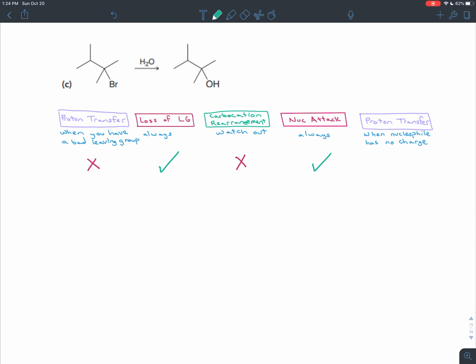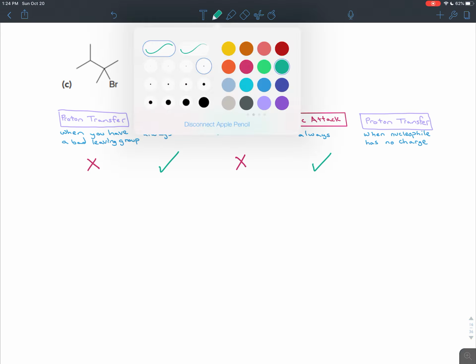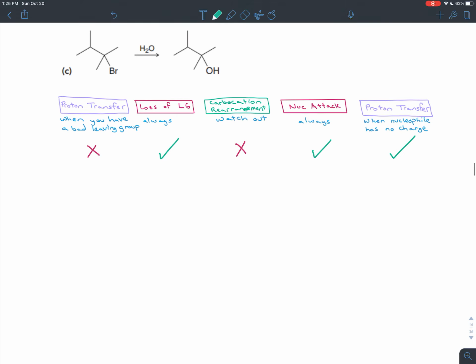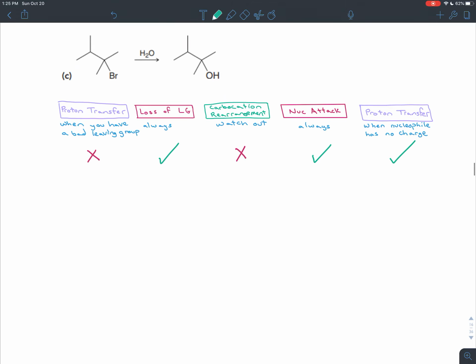And now, how about the proton transfer at the end? Let's take a look at our nucleophile. Our nucleophile is water, completely covalent, has no full negative charge. Well, when the nucleophile has no full negative charge, that's when you have to do this proton transfer. And so we will have to do that proton transfer at the end. Okay, so now we have a clear idea of the steps we need to include.